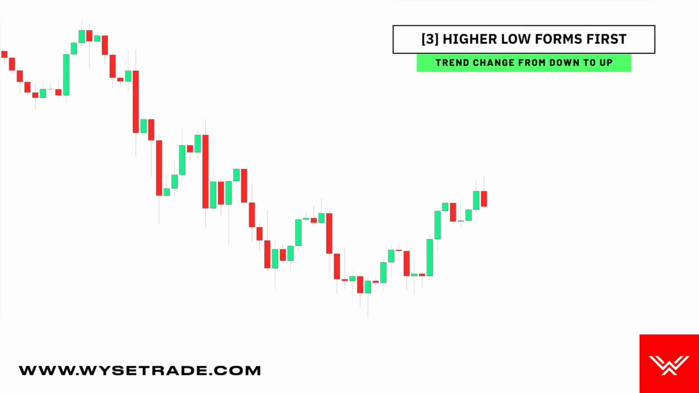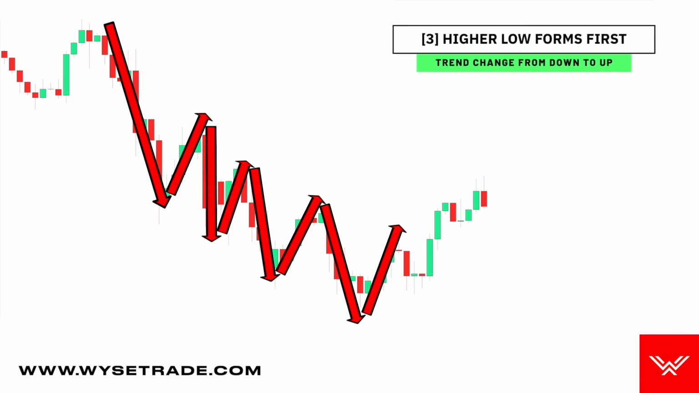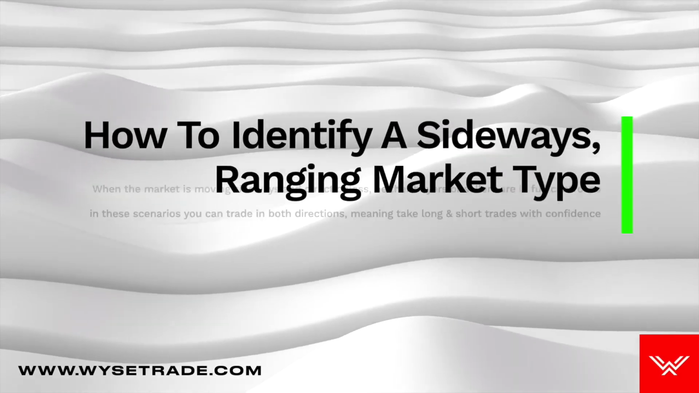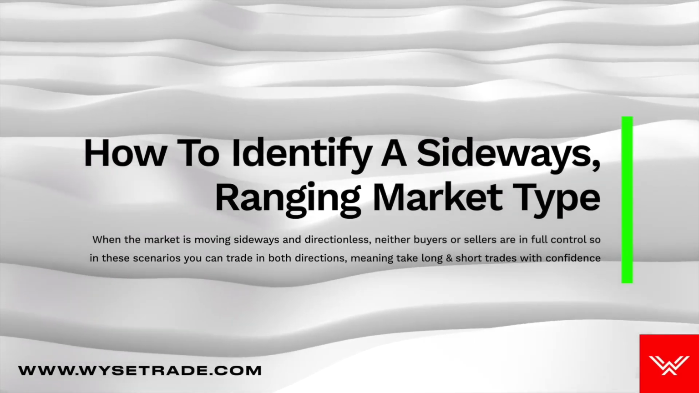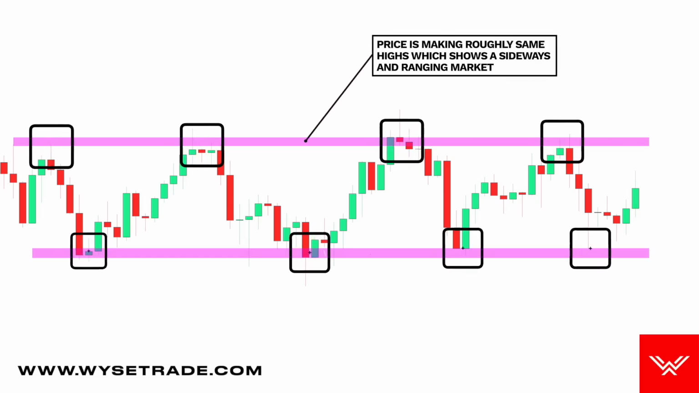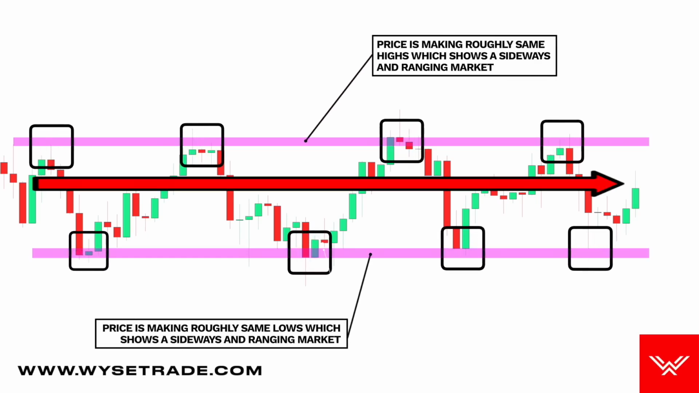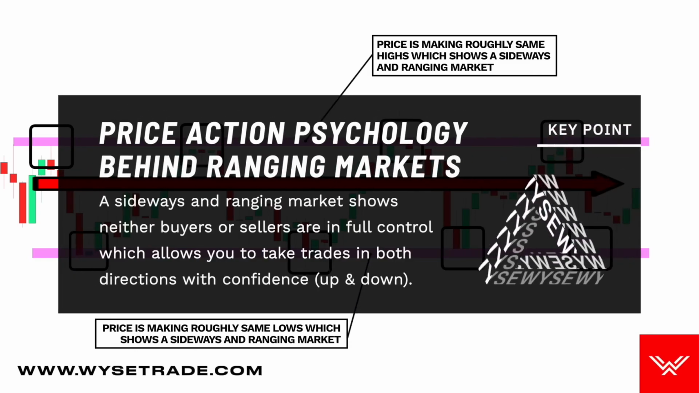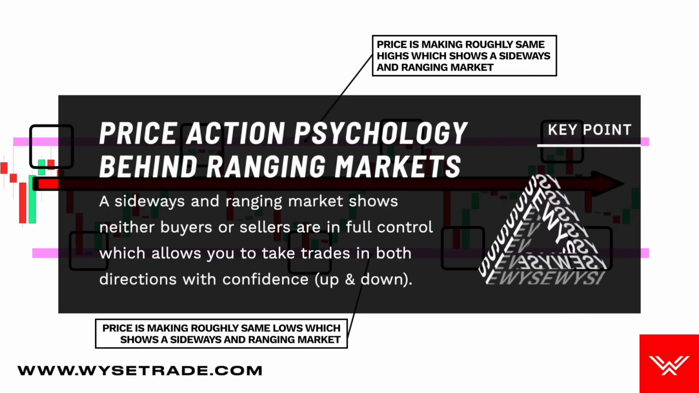Type 3. You have your moving downtrend through the lower highs and lower lows before you have a higher low that forms first, followed by a trend change breakout and higher high. So, how do you identify a sideways ranging market? Prices making same highs and same lows and moving in a sideways direction. In markets like this, look to take trades in both directions with confidence.